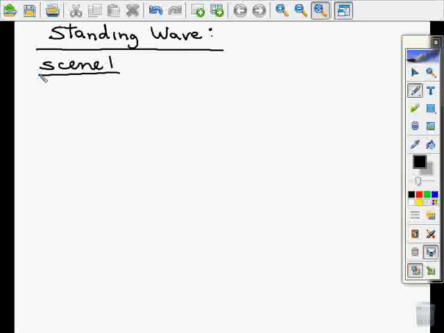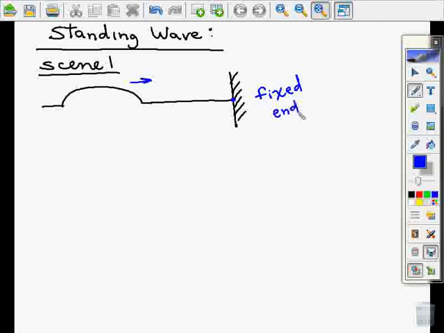Scene 1, you have a wave traveling down a string. It's moving to the right. This end over here is fixed. Ultimately, the other end will be fixed as well.